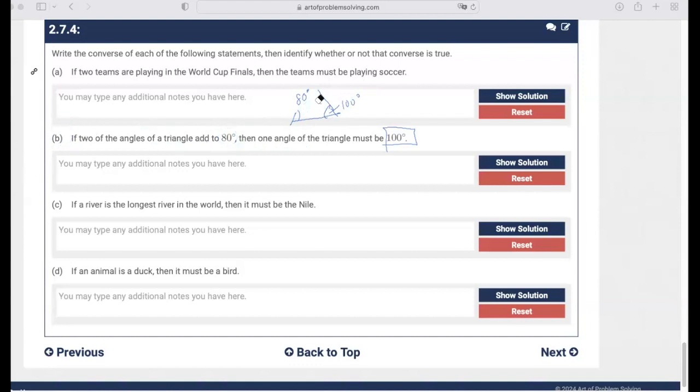But how about this one? If an animal is a duck, then it must be a bird. Is this true? Yes. Let's see. Melanie, do you want to do this one? If an animal is a duck, then it must be a bird. Is it true or false? True, I guess.